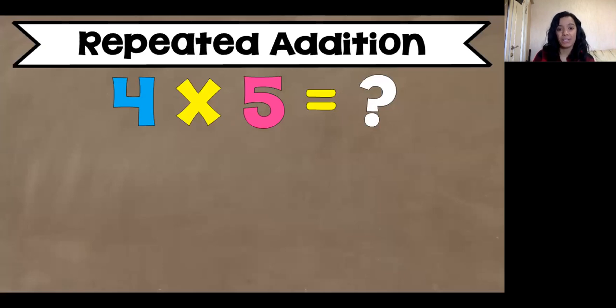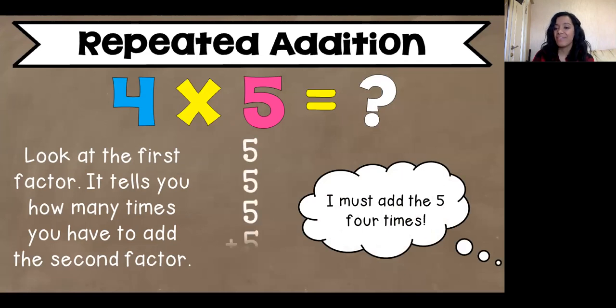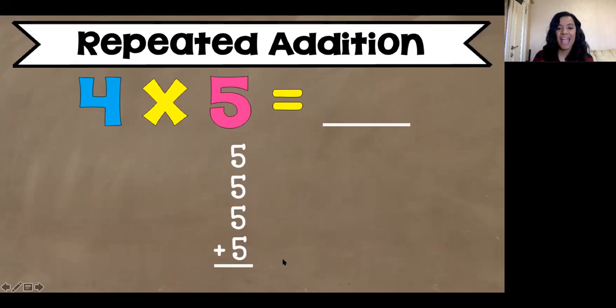Repeated addition, okay? This is something that we did last week. We looked at it with the 2s, 5s, and 10s. You're going to look at the first number and it's going to tell you how many times you have to add the second number. So we're going to take 5. I'm going to add the 5 4 times. 5 plus 5 plus 5 plus 5. How many times? 4. 1, 2, 3, 4. Okay? Now, because I can go ahead and add that, I'm going to get 20.